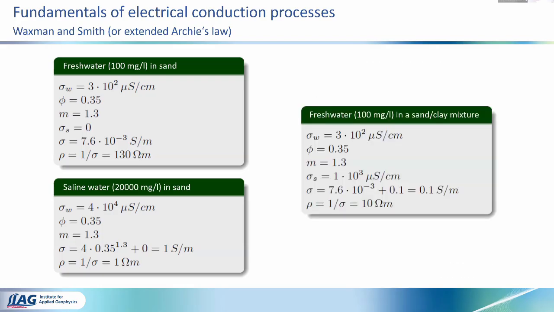But what happens if I'm now taking the freshwater? So this is all the same numbers, but now I am adding a surface conductivity. It's just a number that I put in. It's not totally far off. It's quite okay. So 10 to the power of minus 3 Siemens per meter. So we have freshwater saturated sand, but put in some clay. So a sand-clay mixture, and then we are getting to a value of 10 ohm meters.